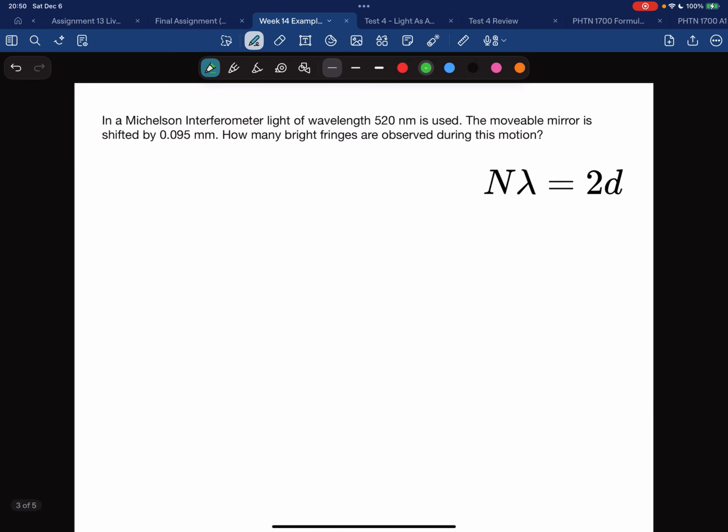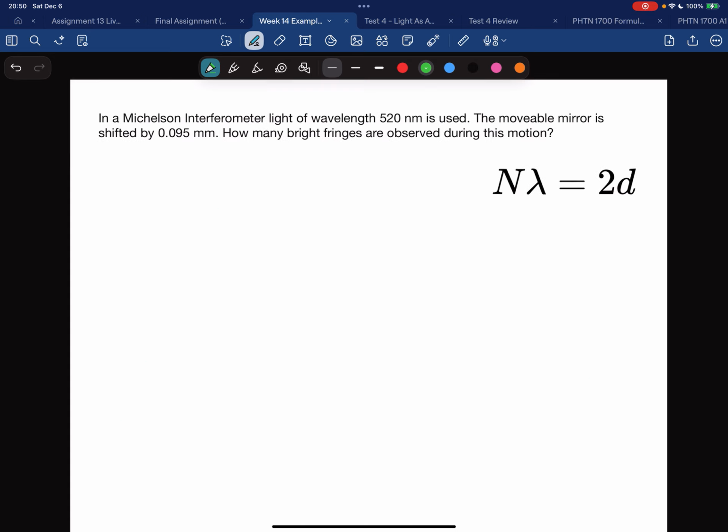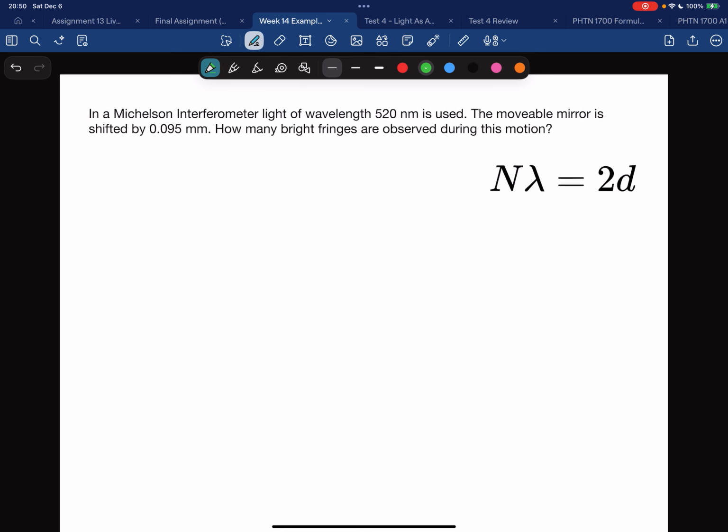So the third question here is about interferometry. In a Michelson interferometer, light of wavelength 520 nanometers is used. The movable mirror is shifted by 0.095 millimeters. How many bright fringes are observed during this motion? So bright fringes are n. So I will rearrange this formula and plug in my numbers here.